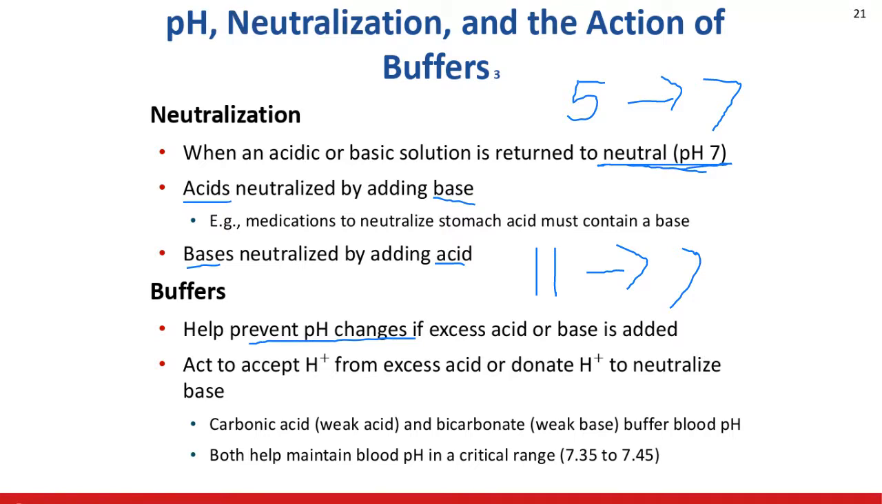We're going to see that quite a bit in our blood, because we need to maintain that pH range of 7.35 to 7.45. So we have carbonic acid and bicarbonate, which help to buffer that blood pH, and it prevents it from getting to the point where it becomes either excessively acidic or excessively basic. So think of buffers as that prevention mechanism. They prevent the pH from getting out of control, and keep it in that safe range.